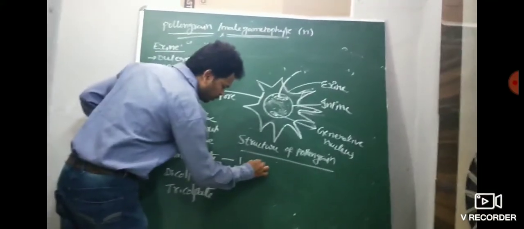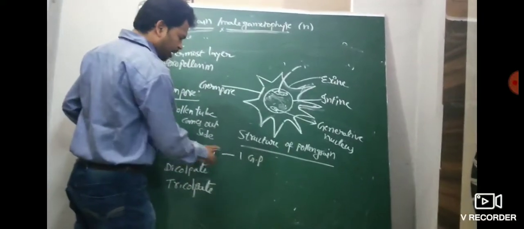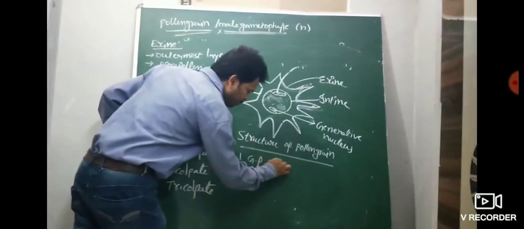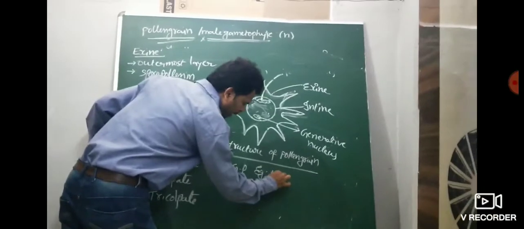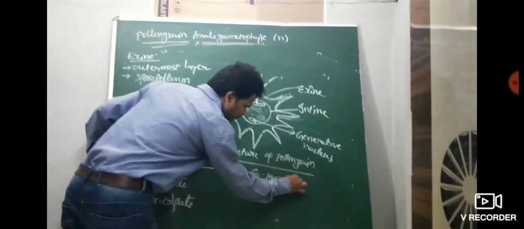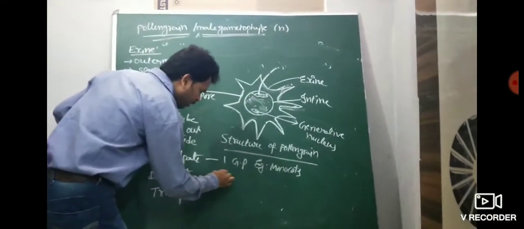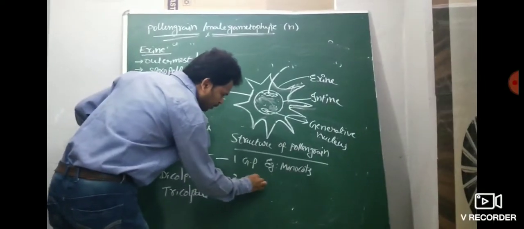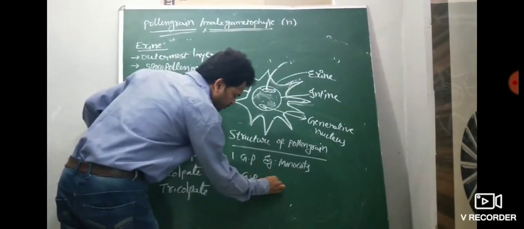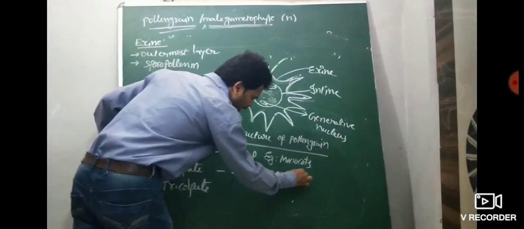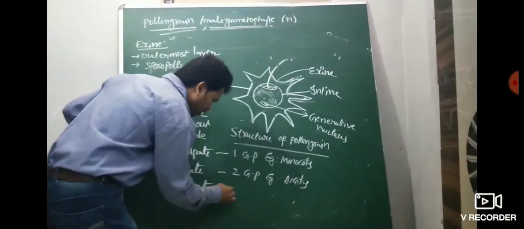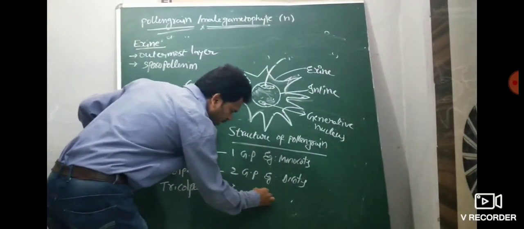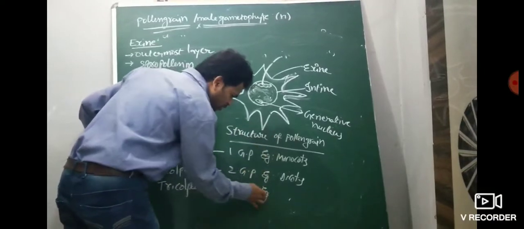Example, only one germpore. Monocarpate means only one germpore. Example, monocots. Then dicarpate means two germpores. Example, dicots. Then tricarpate means three germpores. Example, tricots. Tricots are not there.